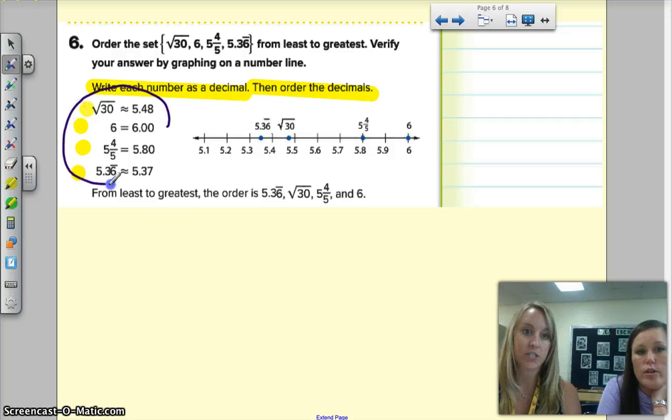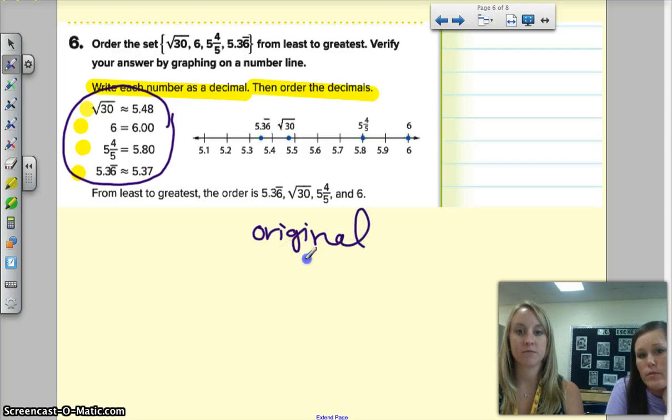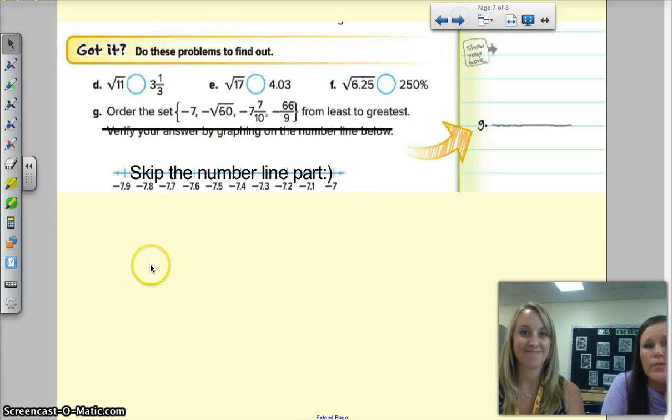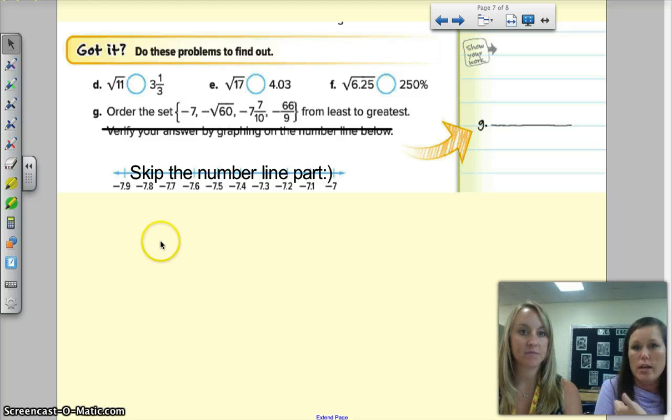So the first thing is showing your step work. And then when you put them in order, notice how it's in the original form. I'm not writing the decimals out, I'm writing out the original form. All right, now you're going to practice these on your own. You do not need to worry about the number line stuff. So change to decimal and order.